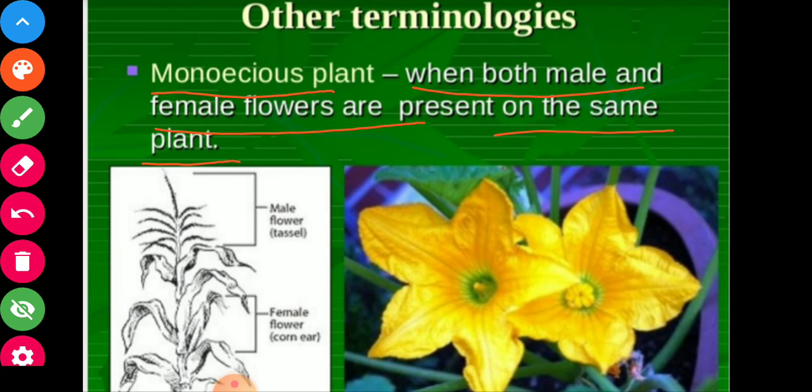So you can see in the case of maize, here is the male flower and down here is the female flower. So on the same plant, both male and female are present, then the condition is called monoecious, and the plant is a monoecious plant.